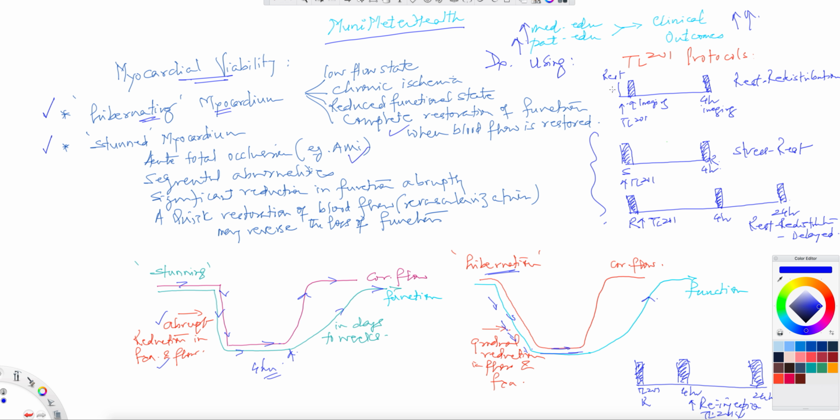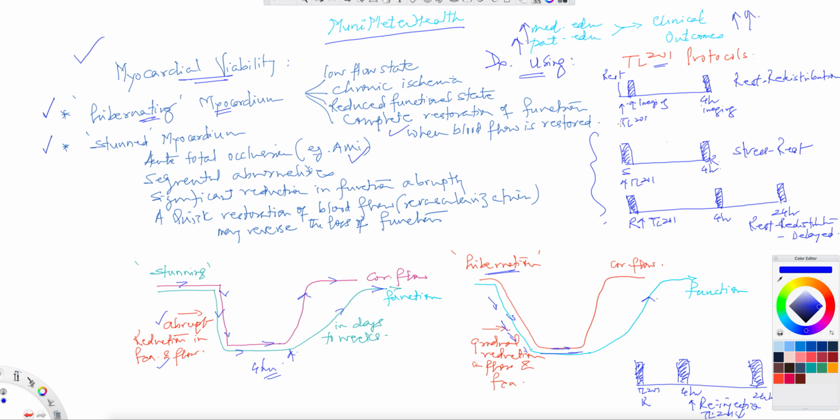Okay, now let's see how we diagnose hibernation and stunned myocardium, or myocardial viability rather, through very simple protocols that have evolved in nuclear cardiology. Thallium 201, which has been practiced since the 1970s, has been a great isotope, which really banks upon two things. One, it uses the sodium-potassium ATPase. So, in other words, it requires the membrane viability of the myocardial cell in order to show the regional perfusion.